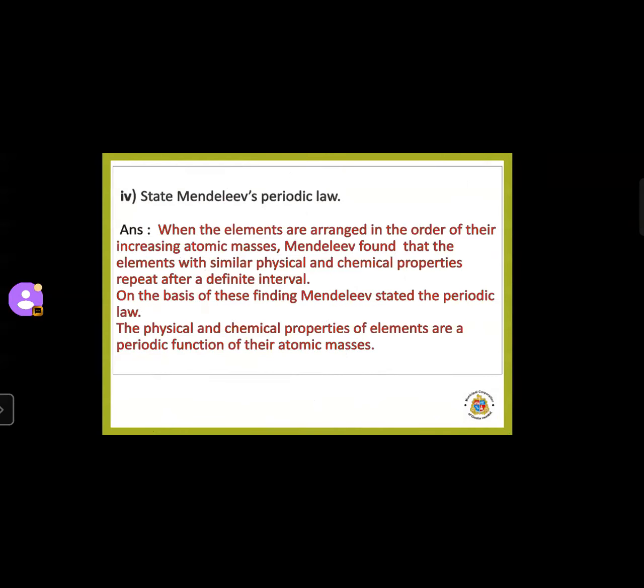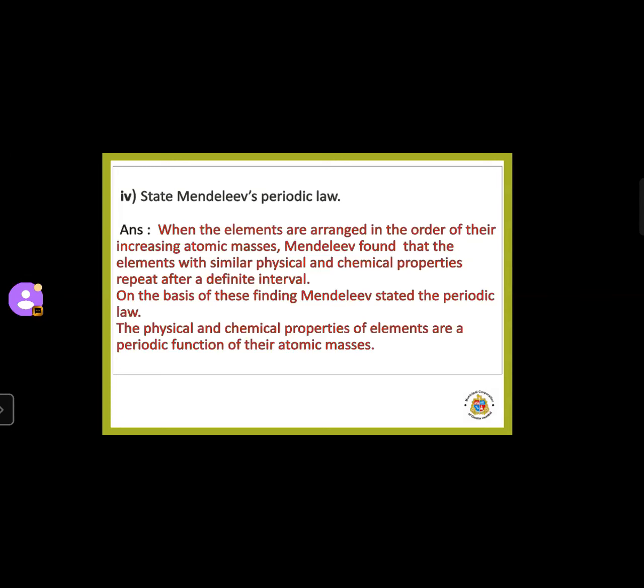Now next question is: state Mendeleev's periodic law. The answer is, when the elements are arranged in order of their increasing atomic masses, Mendeleev found that elements with similar physical and chemical properties repeat after a definite interval. On the basis of this finding, Mendeleev stated the periodic law: the physical and chemical properties of elements are periodic functions of their atomic masses.